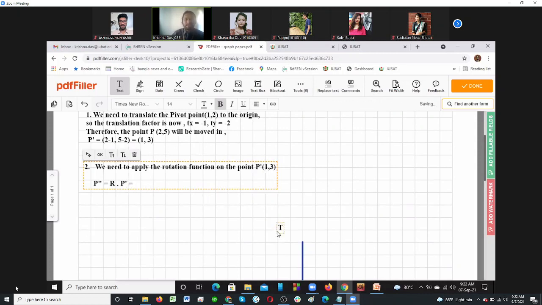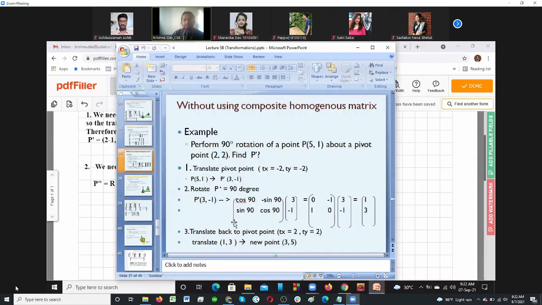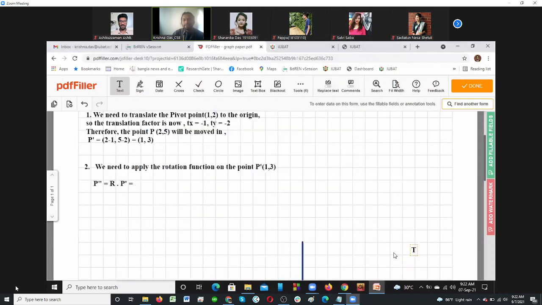Okay, so if we apply the rotation function to the P prime, we know that this comes out of the formula, the P prime that we get, and that 60°. So if we do that, we have 1, that is the x, and 3 is the y.